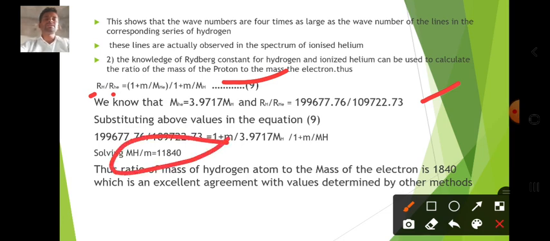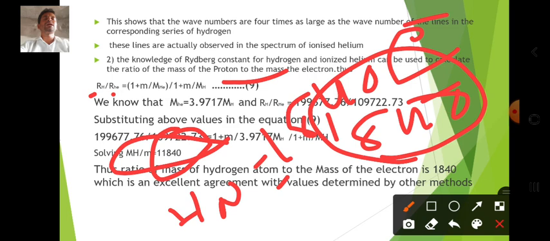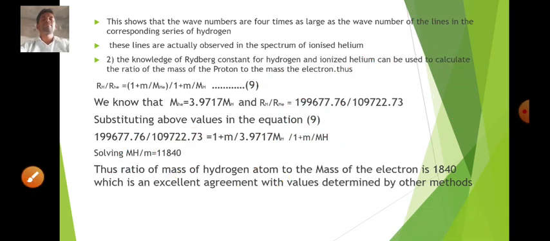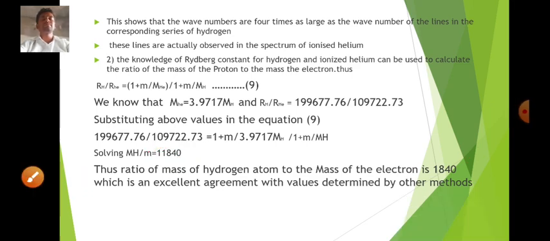If you substitute their values in this equation, we get M_H by m, the mass of hydrogen to the mass of the electron, as 1840 only, not 11840. So the ratio of the mass of the hydrogen atom to the mass of the electron is 1840, which is in excellent agreement with the values determined by other methods.